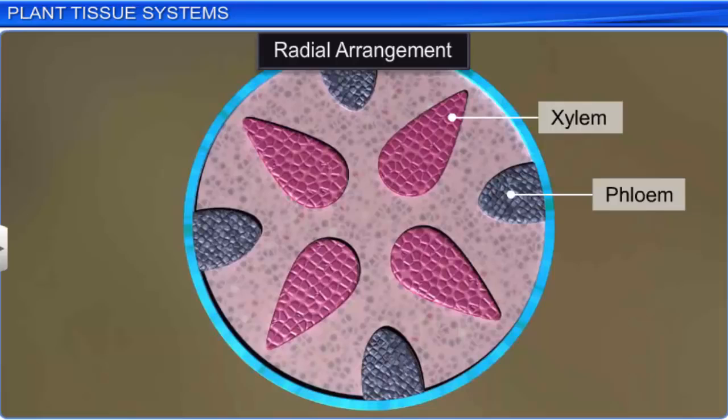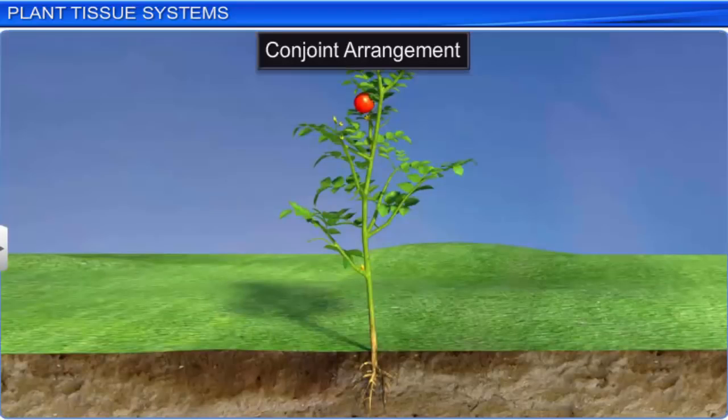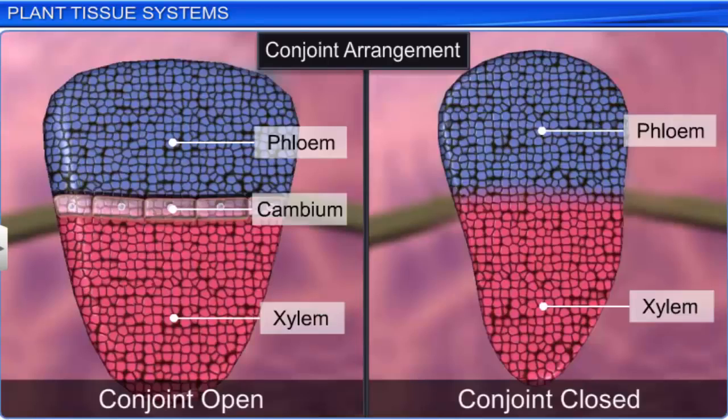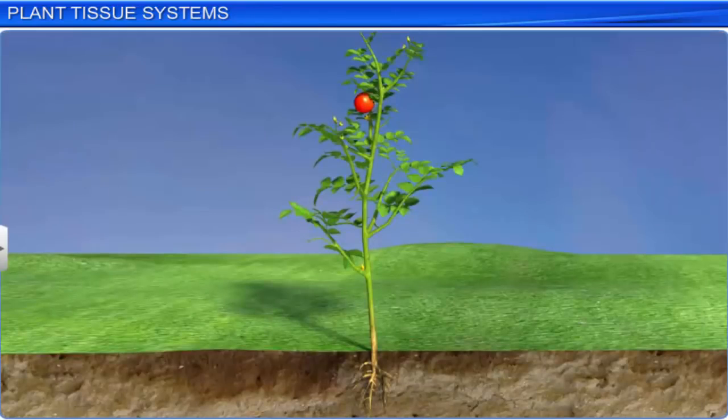In the conjoint arrangement found in stem and leaves, the xylem and phloem are situated at the same radius of the vascular bundles. The conjoint vascular bundles usually have the phloem located only on the outer side of the xylem. In the conjoint open arrangement, the cambium is present between the xylem and phloem, while in the conjoint closed arrangement, the cambium is absent. The plant body has an intricate arrangement of various tissue systems that aid its growth and development.